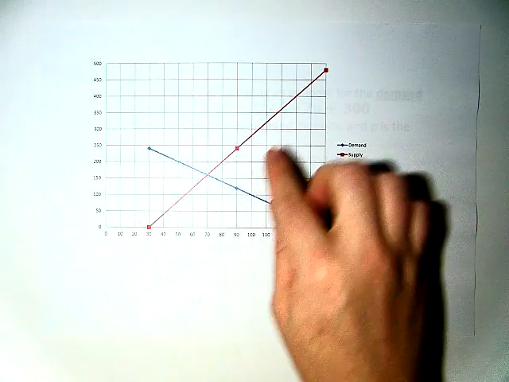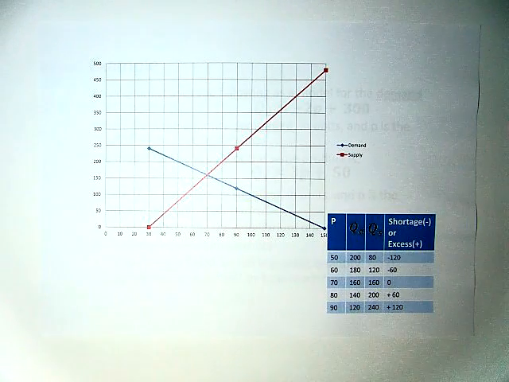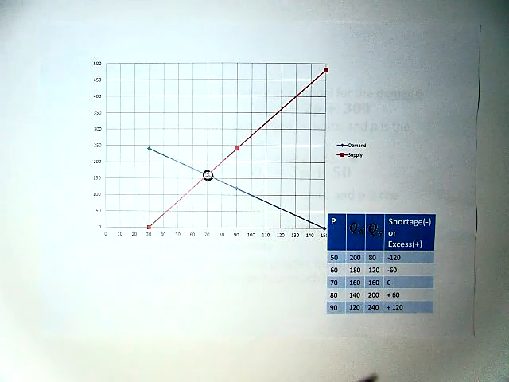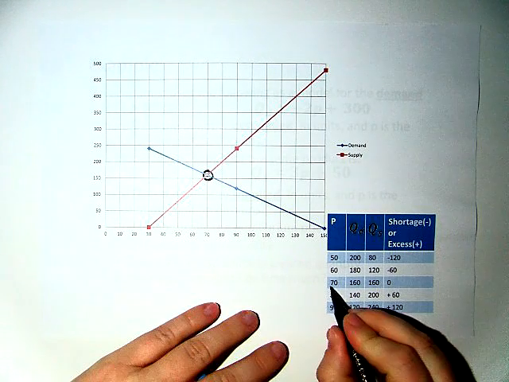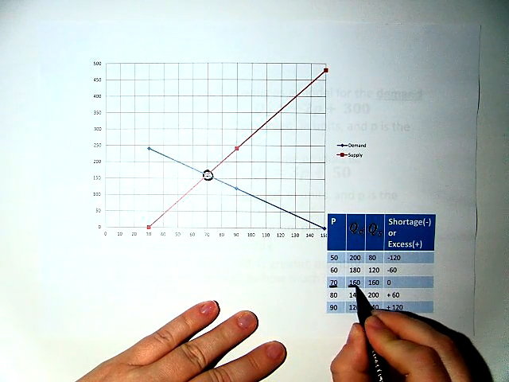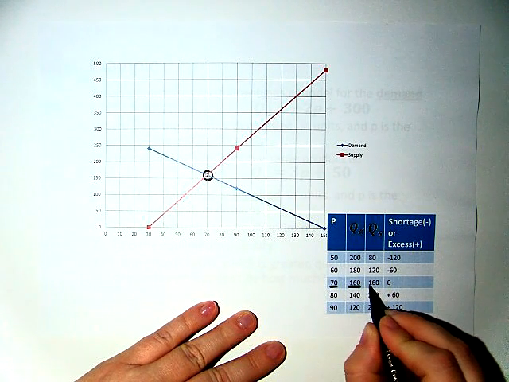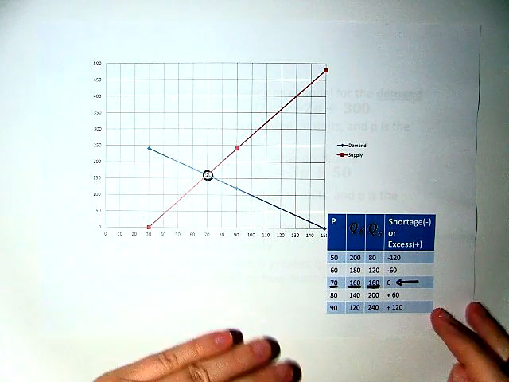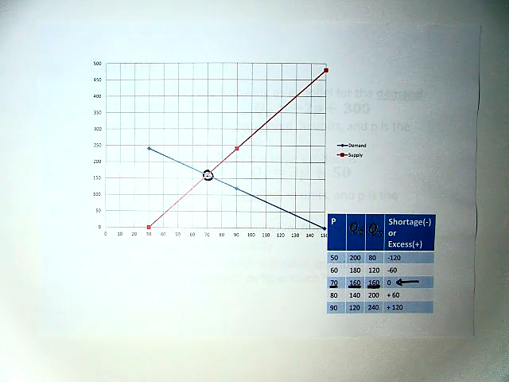Here we have both, and if we come here, the point where it's in equilibrium is 70. So the price is 70. We have a demand of 160 units. We supply 160 units, and therefore we do not have a shortage or an excess in our formula.